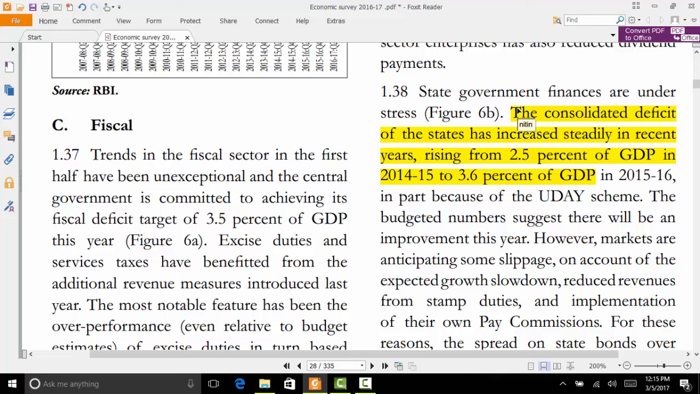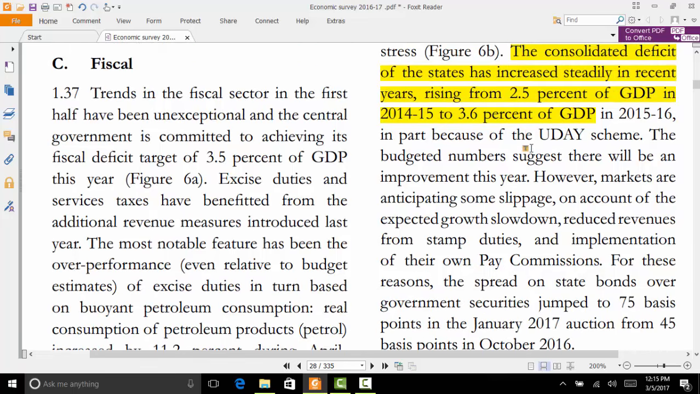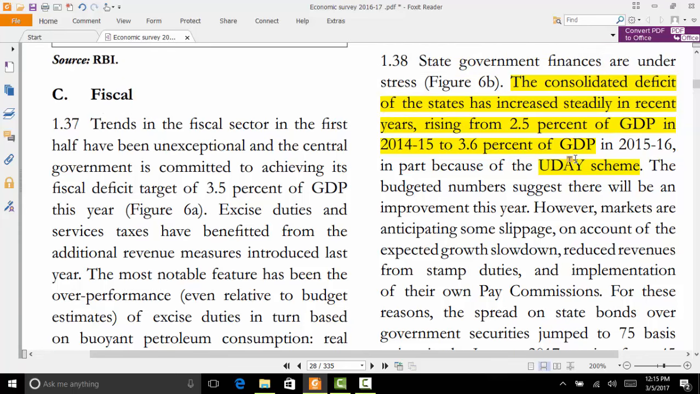Because of the UDAY scheme is also one of the reasons. Because now the state governments are asked to take over the debts of the state power distribution companies, the state discoms. Okay, if I ask you some question from the prelims point of view, tell me something.